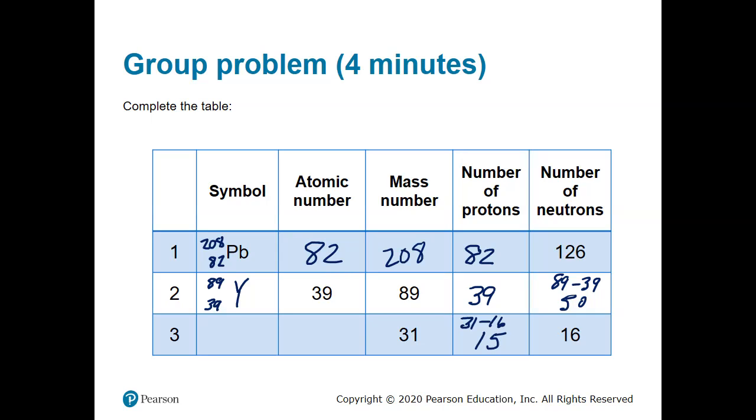Once again, protons, atomic number, and symbol are all related. So if I have 15 protons, that means I have an atomic number of 15. 15 on the periodic table is P, phosphorus. So phosphorus with a mass number of 31 and an atomic number of 15. That would be our symbol.